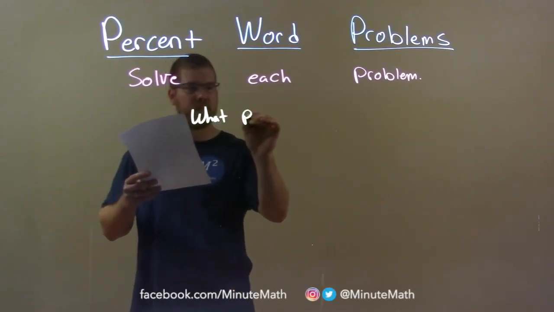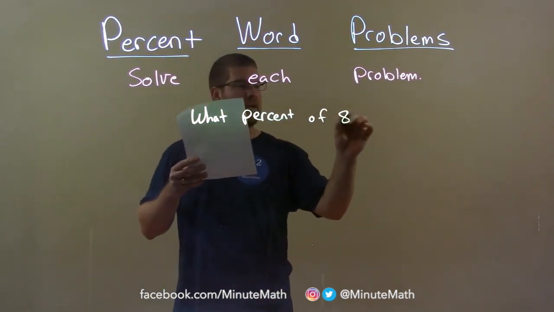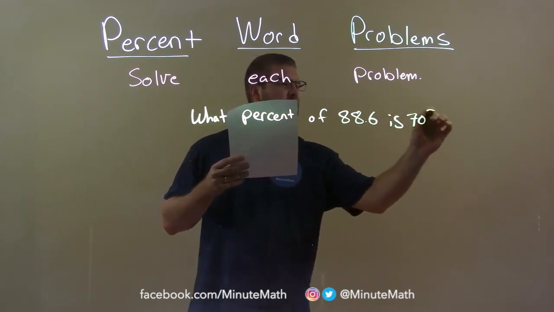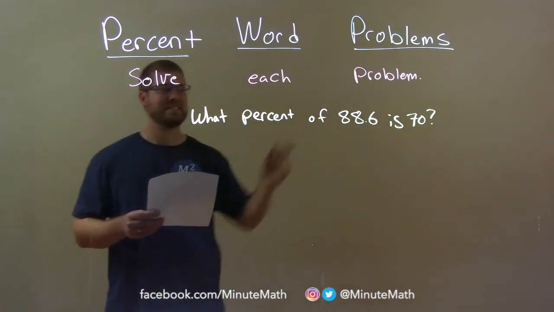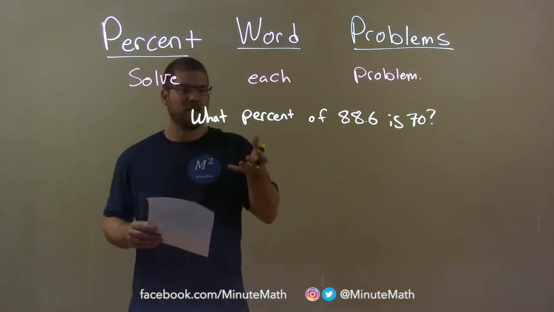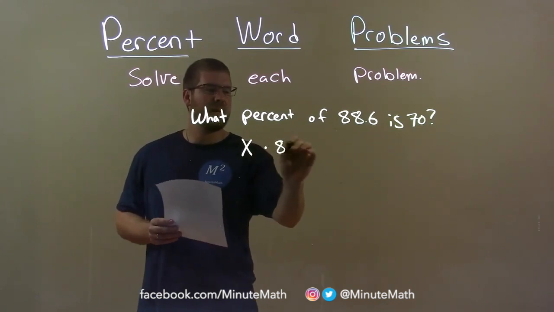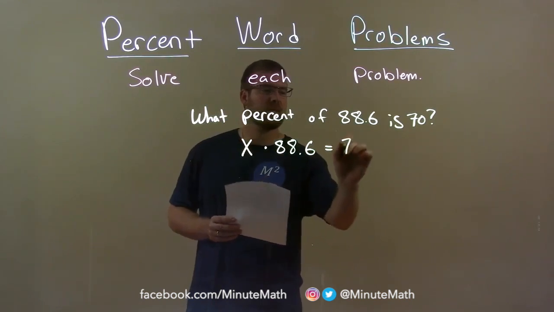What percent of 88.6 is 70? Okay, so what percent of 88.6 is 70? So let's write this as an equation. What percent, x, of multiplication, 88.6 is equal to 70.